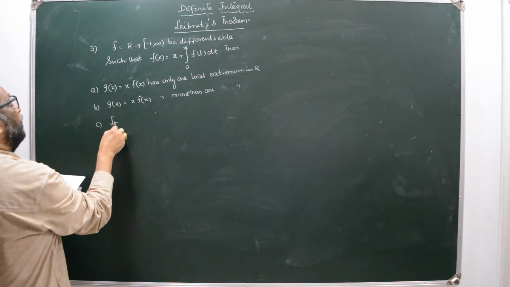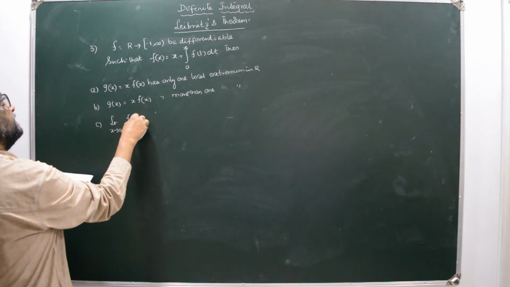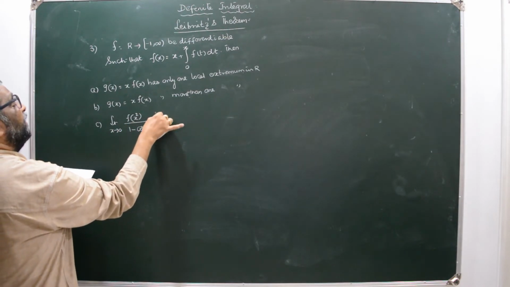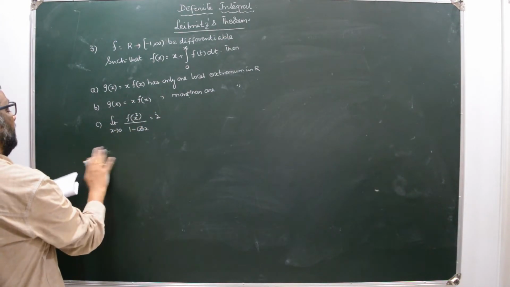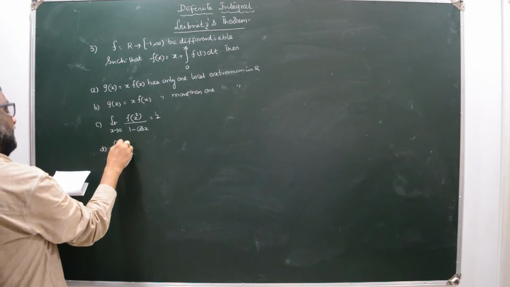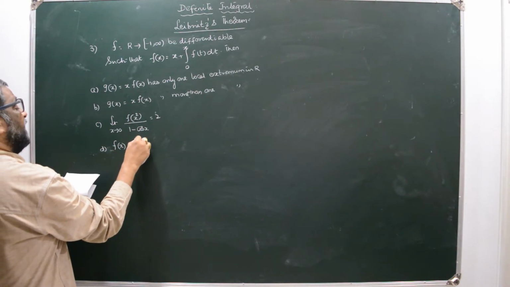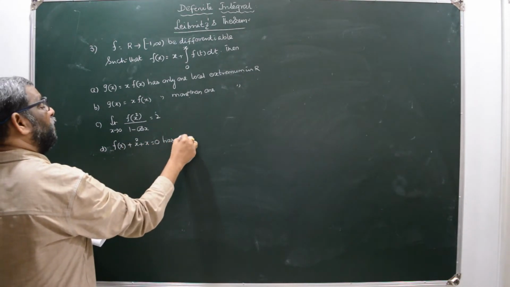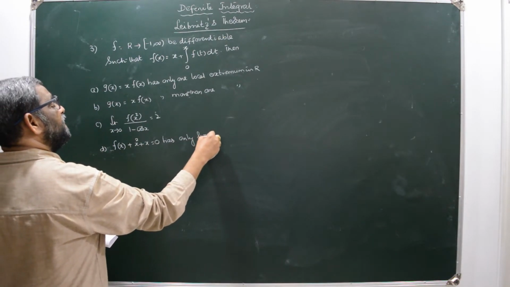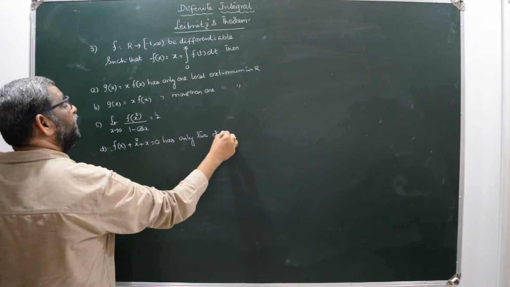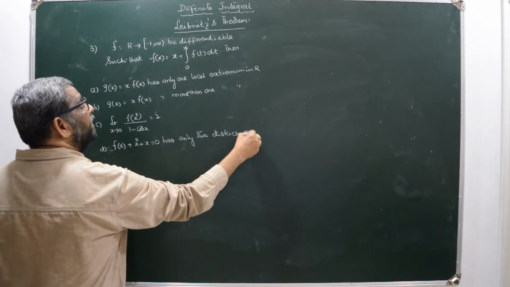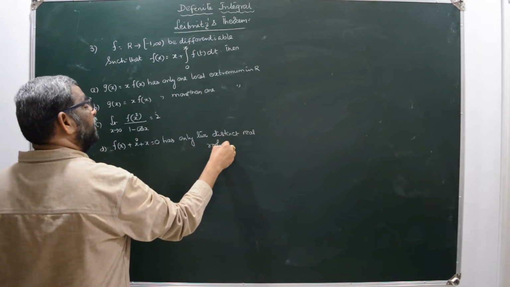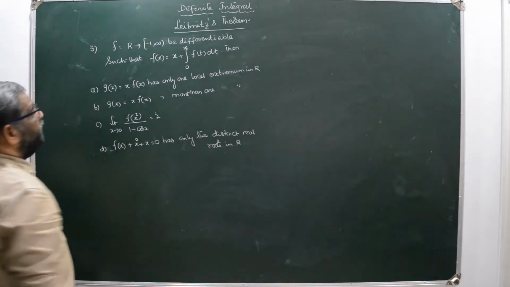Limit x tends to 0 of f(x) squared by 1 minus cos x is equal to 4. f(x) plus x squared plus x is equal to 0 has only two distinct real roots in R. We have to verify all these options.